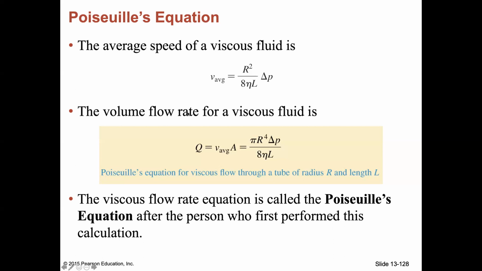And the volume flow rate of a viscous fluid could be calculated by Q equals V A. And A is pi R squared. So if you put pi R squared into this above equation, you will finally get this equation. The viscous flow rate equation is called Poiseuille's equation, after the person who first performed this calculation.